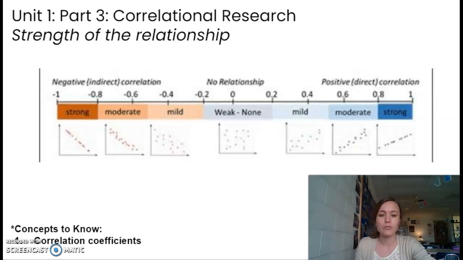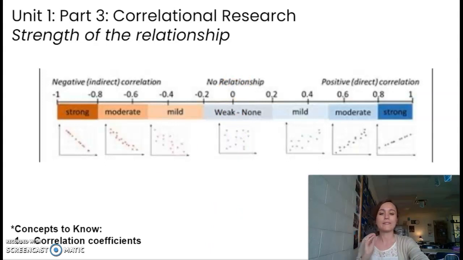These number values are quantitative measures where we can look at the number and see just by looking at it how strong a relationship is between two variables. This is something called a correlation coefficient. Correlation coefficients are a quantitative measure that shows us a number value, and that number value shows us how strong the relationship is between the two variables. You can see here that when there's no relationship, we have a 0 value.